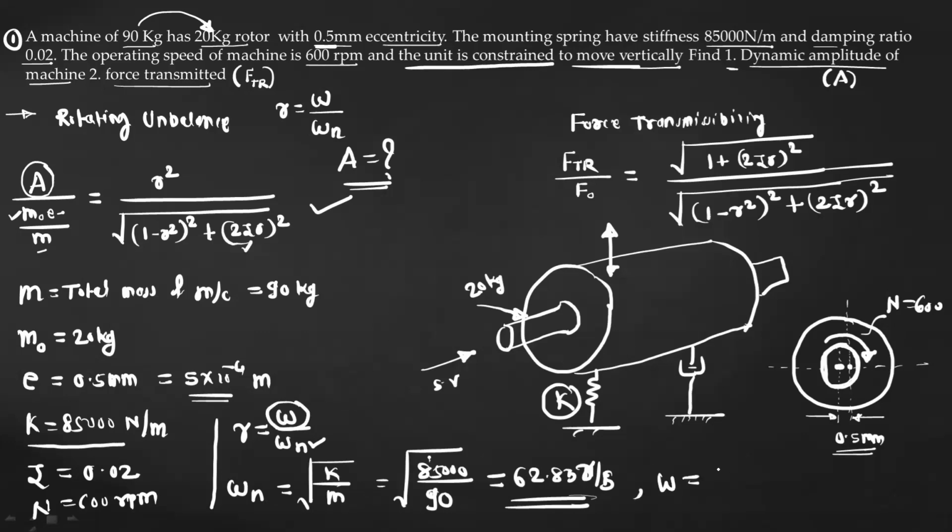So omega is equal to 2 pi n upon 60. Here n is 600, so the omega value is 62.83, and the natural frequency value is 30.73. So from omega and omega n, calculate this ratio. We will get the frequency ratio R, which is equal to 2.04.